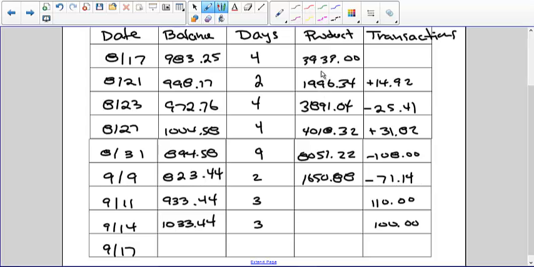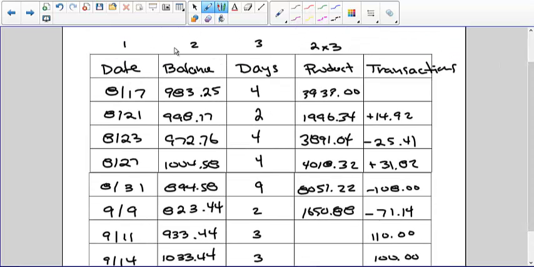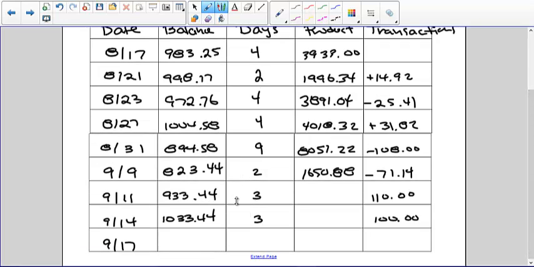Now, to find the average daily balance, the first thing is you take the balance times the number of days. So this number times that number equals that number. You can see I've shown that by, this is column 1, column 2, column 3. The fourth column is column 2 times column 3. So all of these are this times that equals that. So I've done all those for you. Go ahead and calculate these two numbers and put them in there. So 933.44 times 3 and 1033.44 times 3.